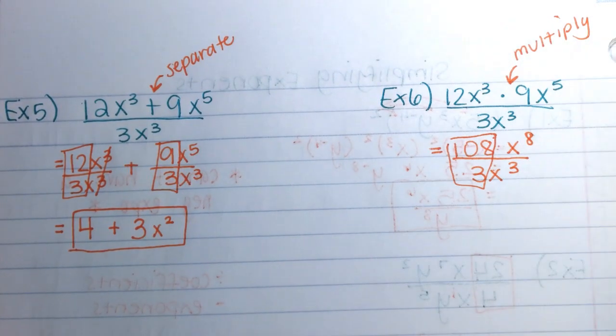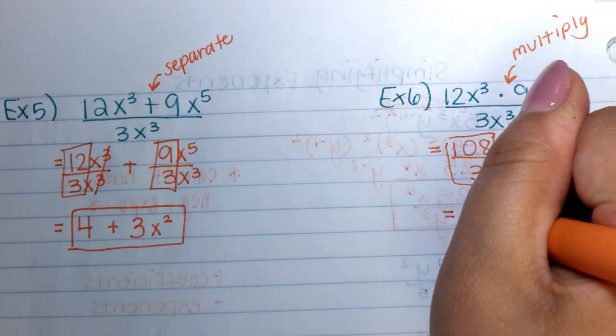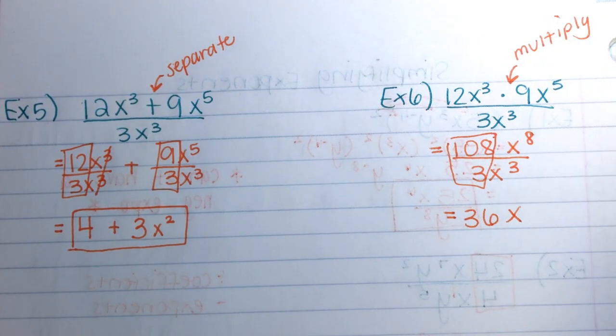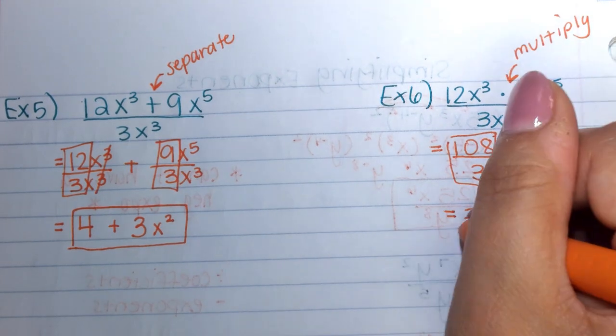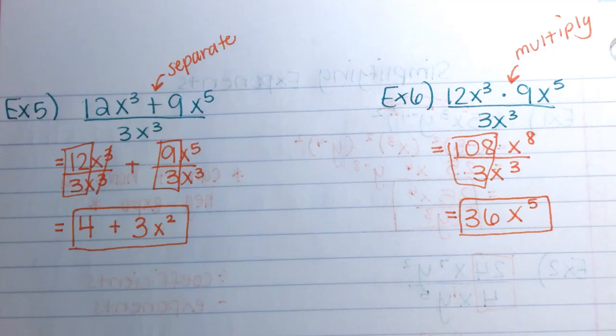Does anybody know what 108 divided by 3 is? 36. And what is x to the 8th over x cubed? Do you see the difference in these? Yes. Okay.